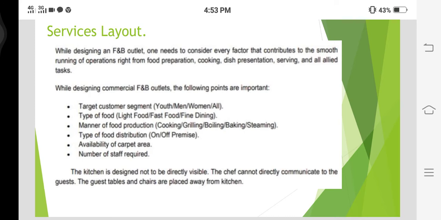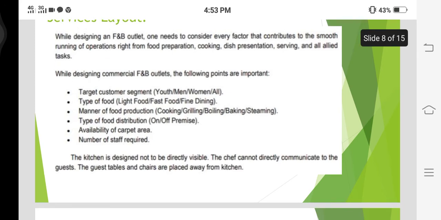So for example, in Jollibee, the target customer of the fast food restaurant Jollibee is kids. Usually families go to Jollibee, because the parents want their kids to eat there.